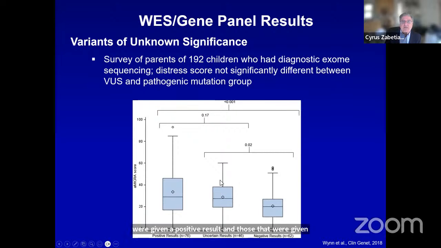So this is something that I caution people about when they're ordering whole exome sequencing, or particularly whole genome sequencing, where you get a lot of information, and oftentimes you'll get several variants of unknown significance.